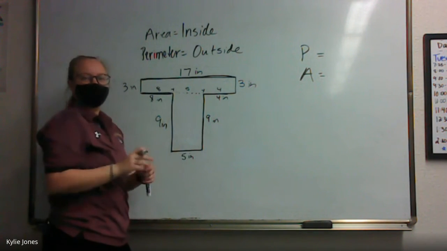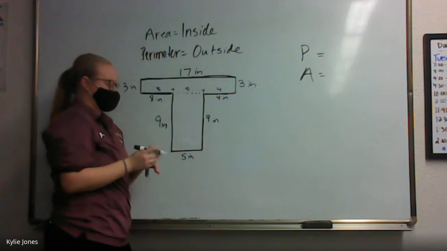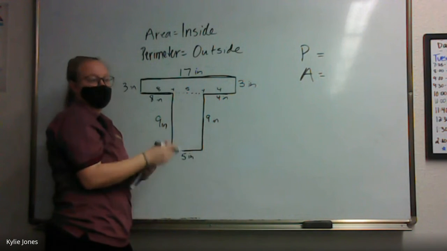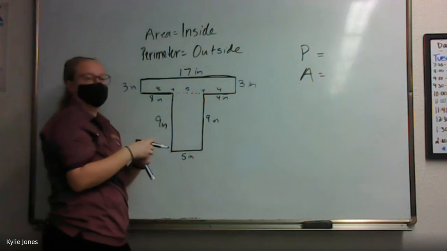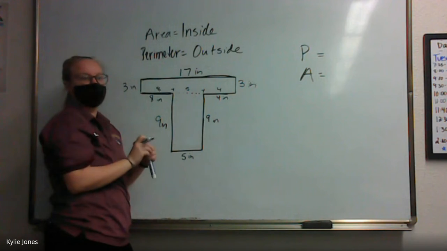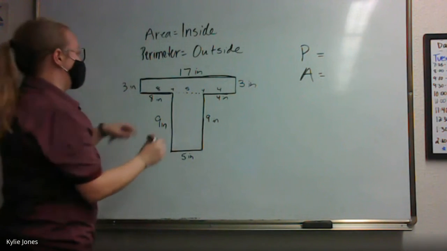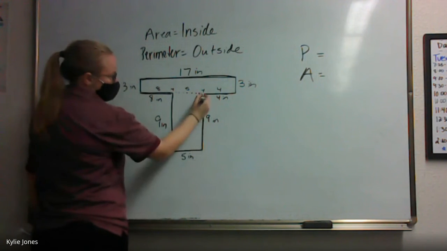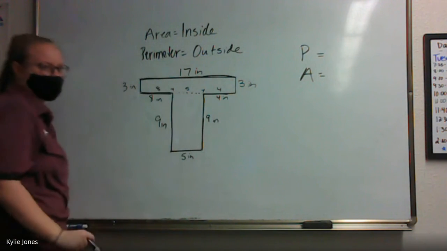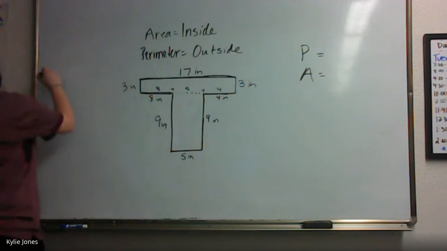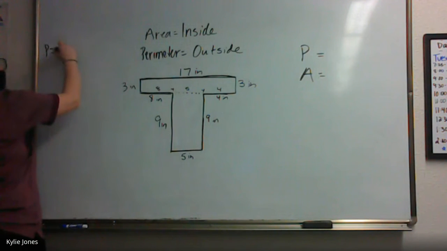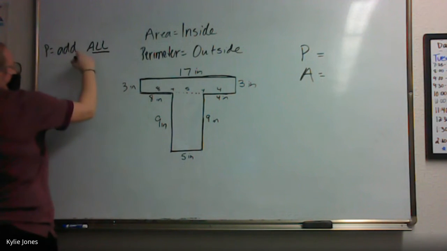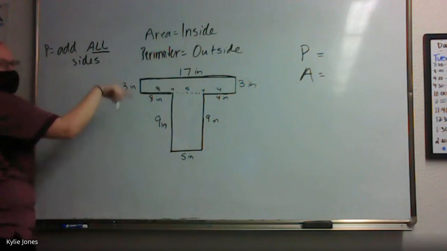Okay? Now that we have all of our side lengths, which one can we find, the perimeter or the area? Perimeter. We can find the perimeter. So now I want you guys to do that, please. Find the perimeter of this. Add all of the sides. You have 1, 2, 3, 4, 5, 6, 7, 8 sides you need to add together. Add them all. Perimeter. Add all sides.